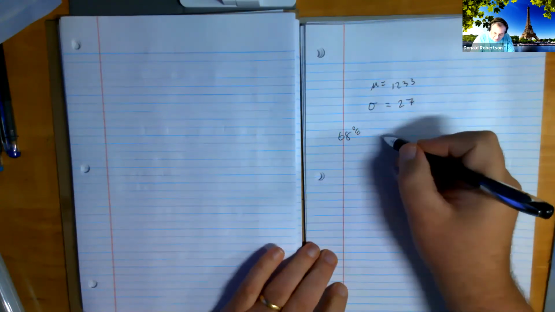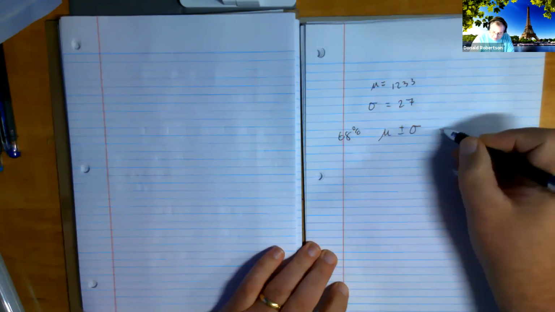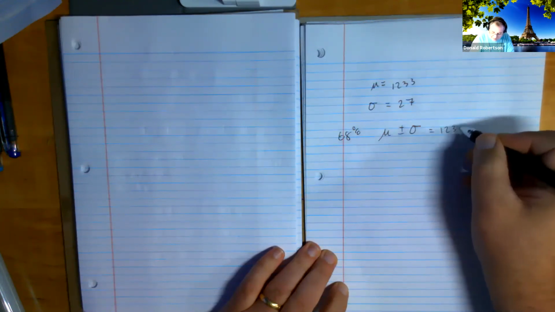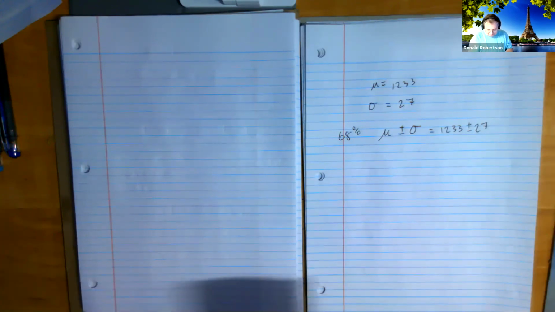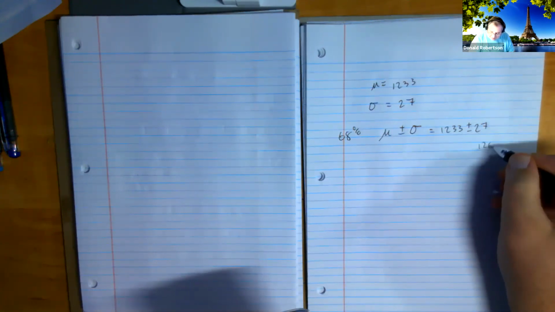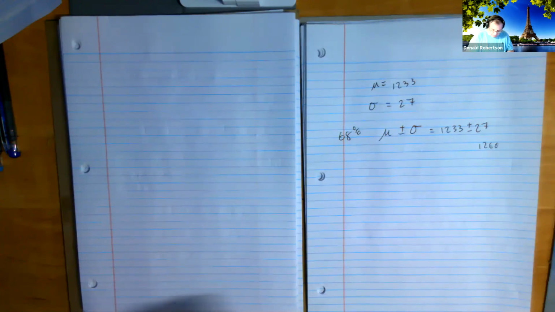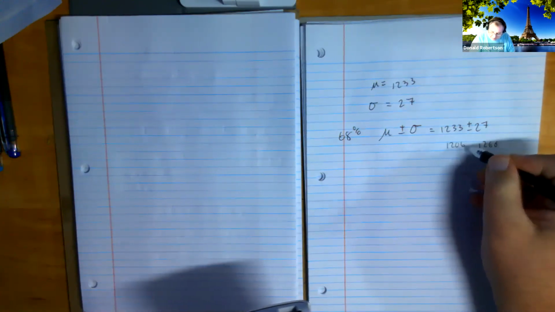68%. Well, that's the mean, give or take 1 standard deviation. So that's 1233, give or take 27. So 1233, add 27, gets me 1260. And 1233, take away 27, gets me that number.